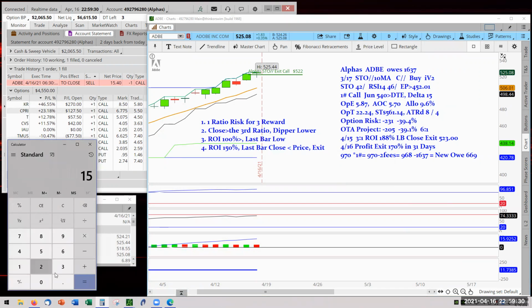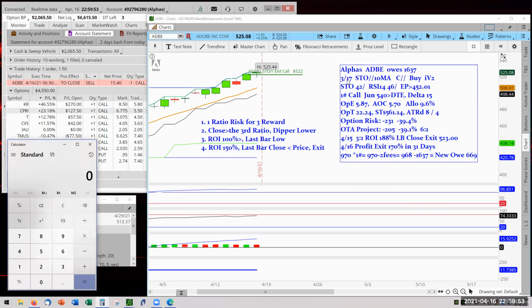All right. So 1540 was our exit. 570 was our entry. 970, divide that by 5.7 as a percentage, and we have a 170% return on the exit for Adobe.